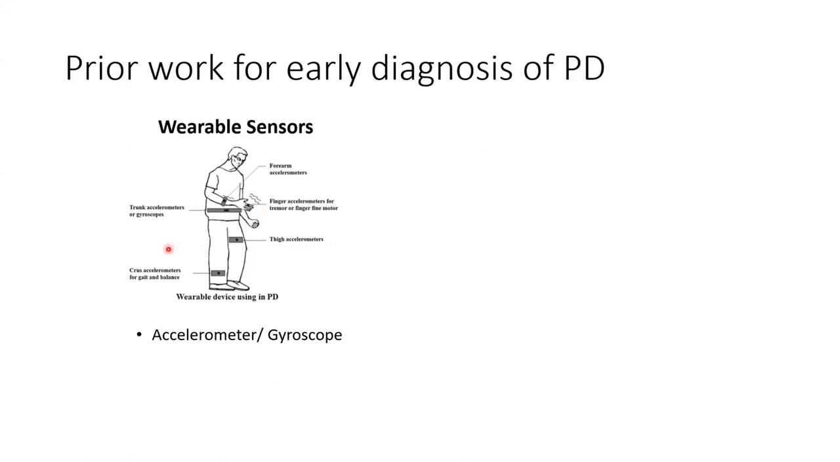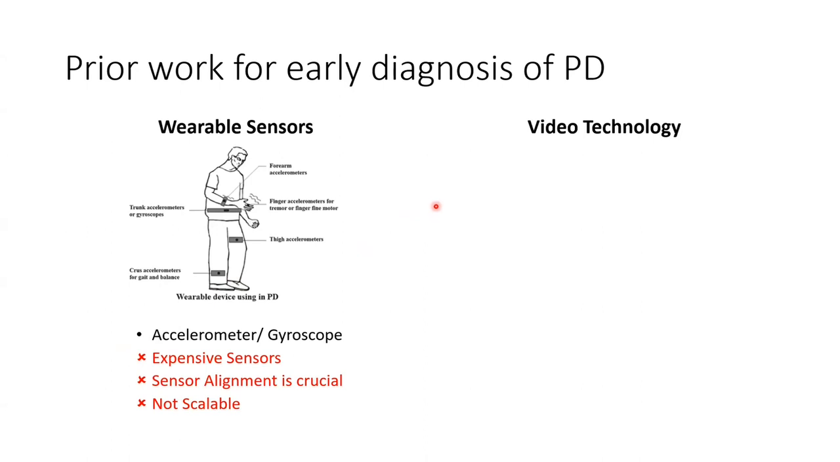The thing is that these sensors are kind of expensive to set up, and sensor alignment is crucial. For example, we can't put the sensor randomly, and also there will be contact with the person, so it's not that hygienic as well. Due to this reason, it's not scalable. Because of that, there is another way of diagnosing PD.